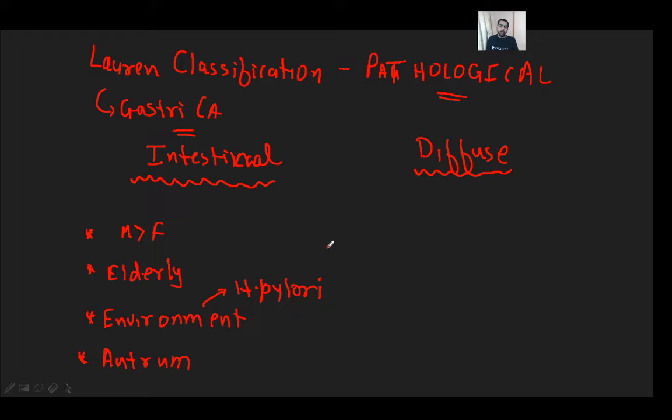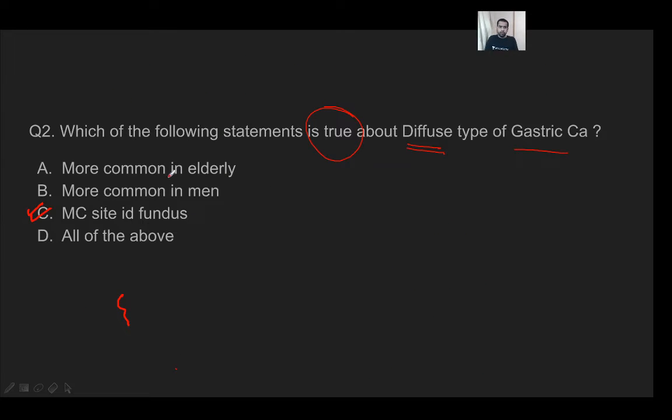Now once you have come to all these features, exactly the opposite fit with the diffuse type. So in the diffuse type, it is more common in the females as compared to the males. It is more common in the young people. Okay, then what else? It has a hereditary risk factor, and the most common site in the stomach is the fundus. So if you just go back to the question here, it is not more common in elderly, it is more common in the young people, it is not more common in the men, it is more common in the females as compared to the male. The diffuse type I'm talking about. And the most common site is in fact the fundus.